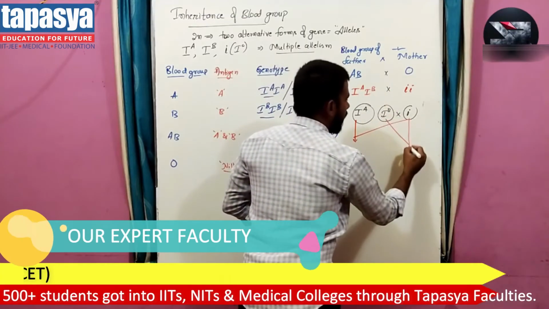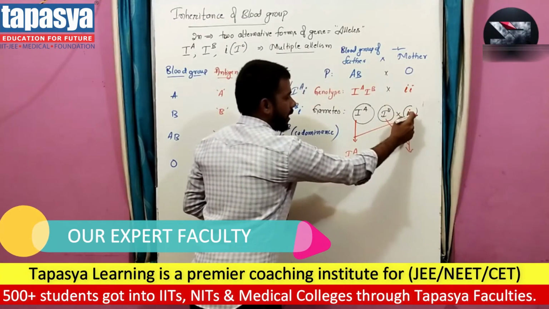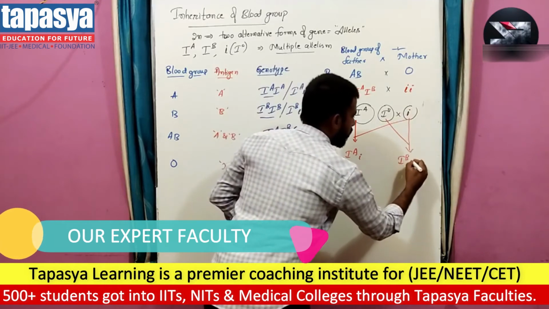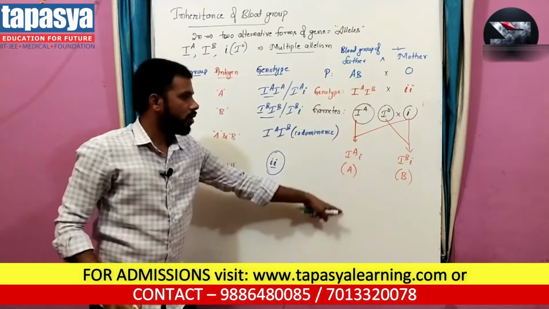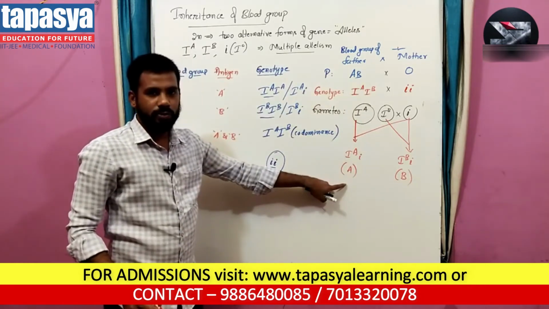Sperm carrying the B gene fuses with the egg. So I^B, small i, results in a B blood group. This is how the blood groups are formed in the offspring.